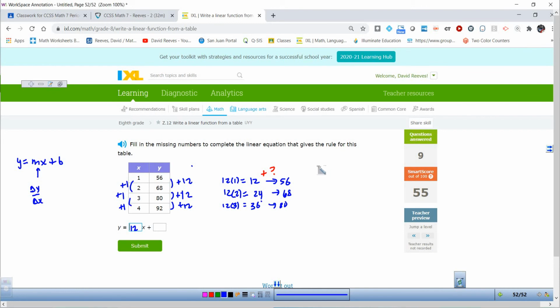So one way to do it is simply subtract. Well, 56 minus 12 is what? 44. So that tells me that I need to add 44. Does it work? 36 plus 44 is 80. Yep. Okay, so that's one way to do it. Find the difference between those two numbers.